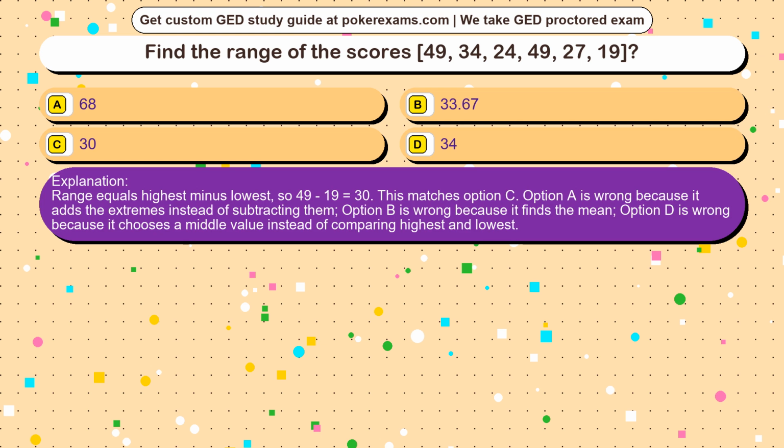Range equals highest minus lowest, so 49 minus 19 equals 30. This matches option C. Option A is wrong because it adds the extremes instead of subtracting them. Option B is wrong because it finds the mean. Option D is wrong because it chooses a middle value instead of comparing highest and lowest.